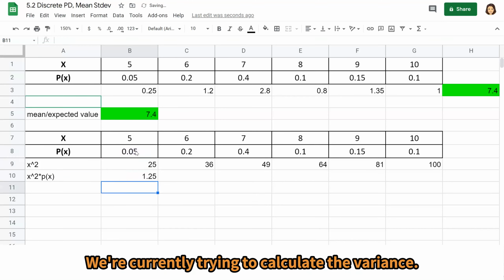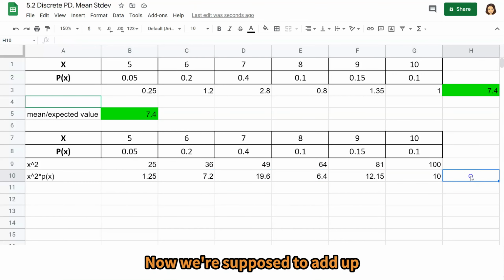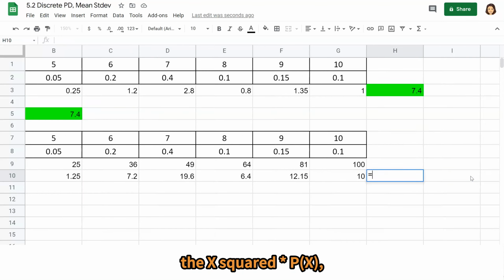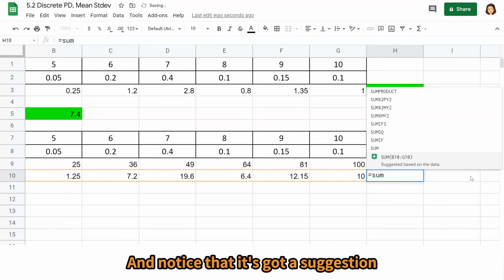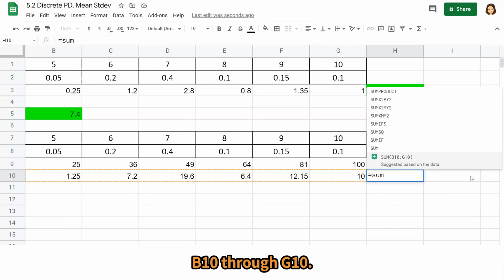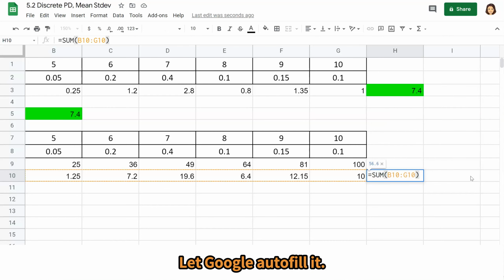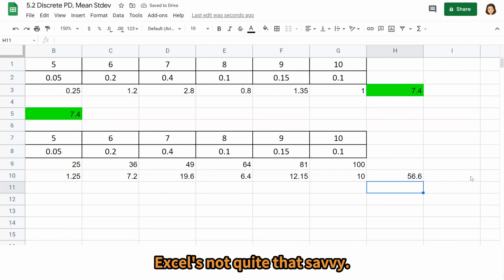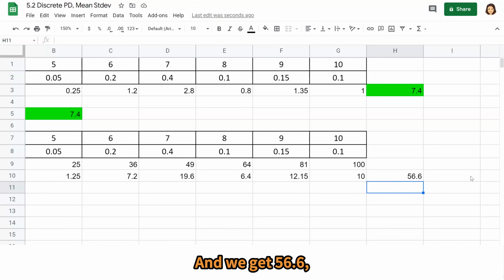We're currently trying to calculate the variance. And then I'm going to drag that calculation over. Now we're supposed to add up the x squared times p of x. So let's type in sum, try this again, sum. And notice that it's got a suggestion based on the data B10 through G10. Those are the exact values that I need. So I'm going to hit enter. Let Google autofill it. Excel's not quite that savvy, so just know that you may have to select the data for Excel. And we get 56.6, but we're not done.